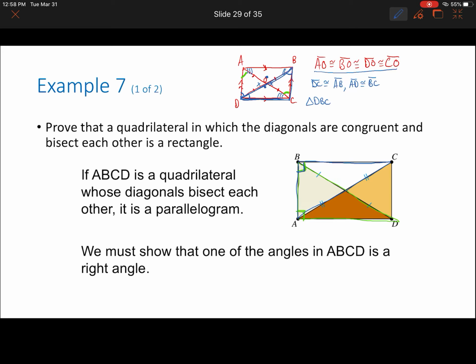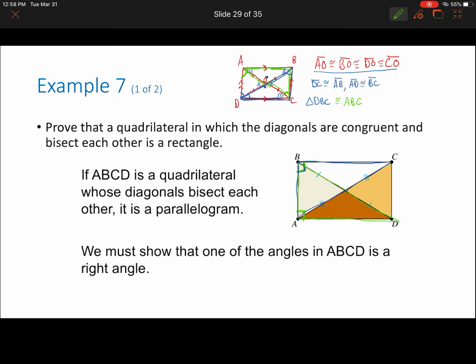And so when you look at this, let's think about triangle, let's just do it this way, DBC. So triangle DBC is this triangle here, this one big triangle.